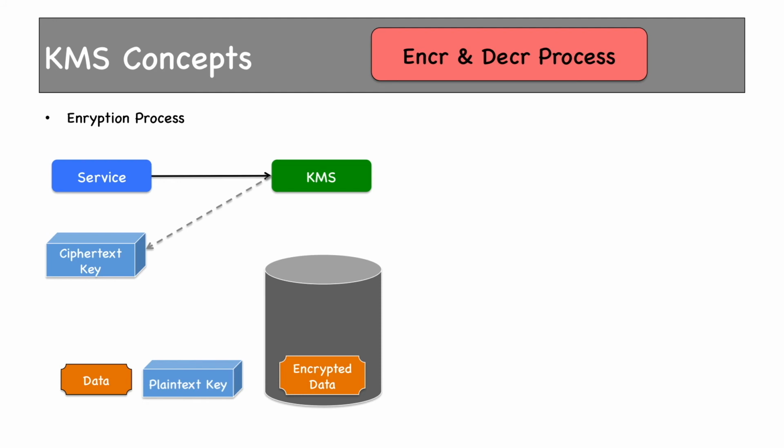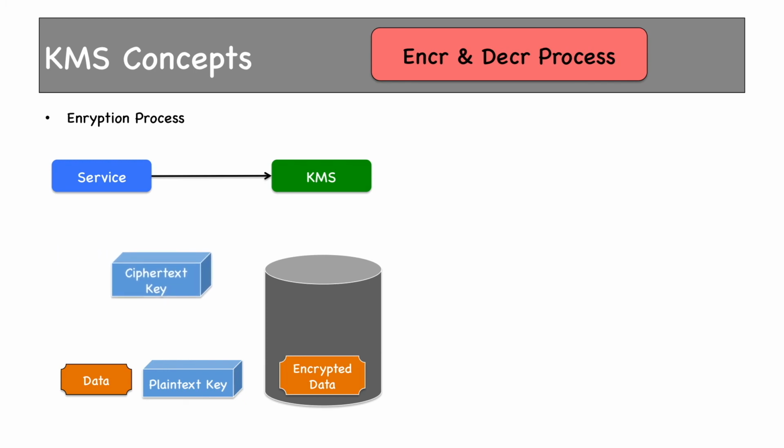Plain text key will be in temporary storage like RAM. Once data encryption is done, plain text DK is removed from temporary memory. What about the ciphertext key? I told you earlier that encrypted DK is also stored with data. So encrypted DK or ciphertext DK will be stored in the same storage device as that of the encrypted data.